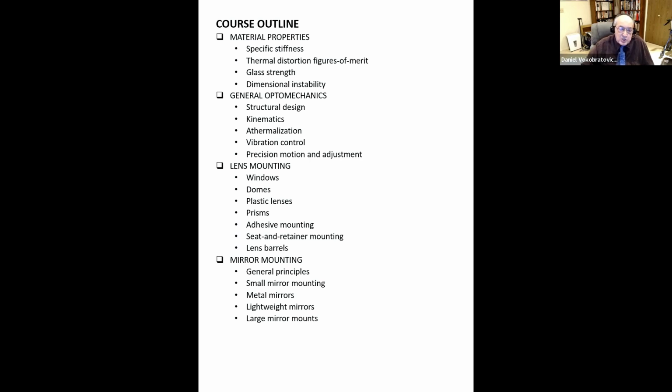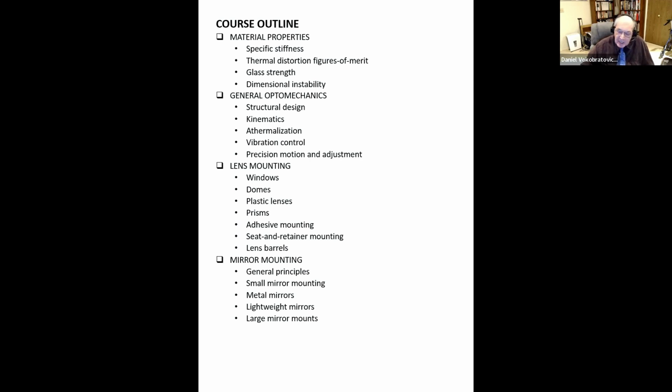Then we talk about general optomechanics. The things that are really important in this area are kinematics, a very interesting philosophy of mechanical and structural design. How do we make systems that are insensitive to changes in temperature? How do we deal with vibration? Vibration is everywhere. And sooner or later, if you work in optomechanics, you will have to deal with vibration. And of course, one of the things we have to deal with is precision motion adjustment.